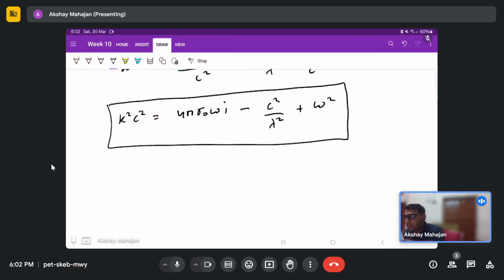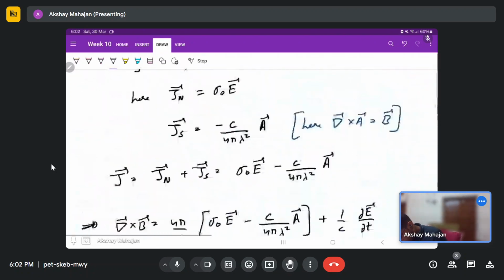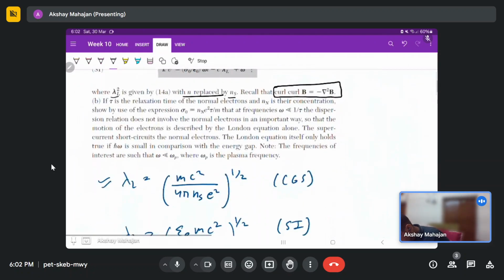Then in part B, what we have to do is: if τ is the relaxation time of the normal electrons and capital N is their concentration, show by use of the expression, we know σ₀ is Ne²τ/m, that at frequencies ω which are much less than 1/τ, the dispersion relation does not involve the normal electrons.